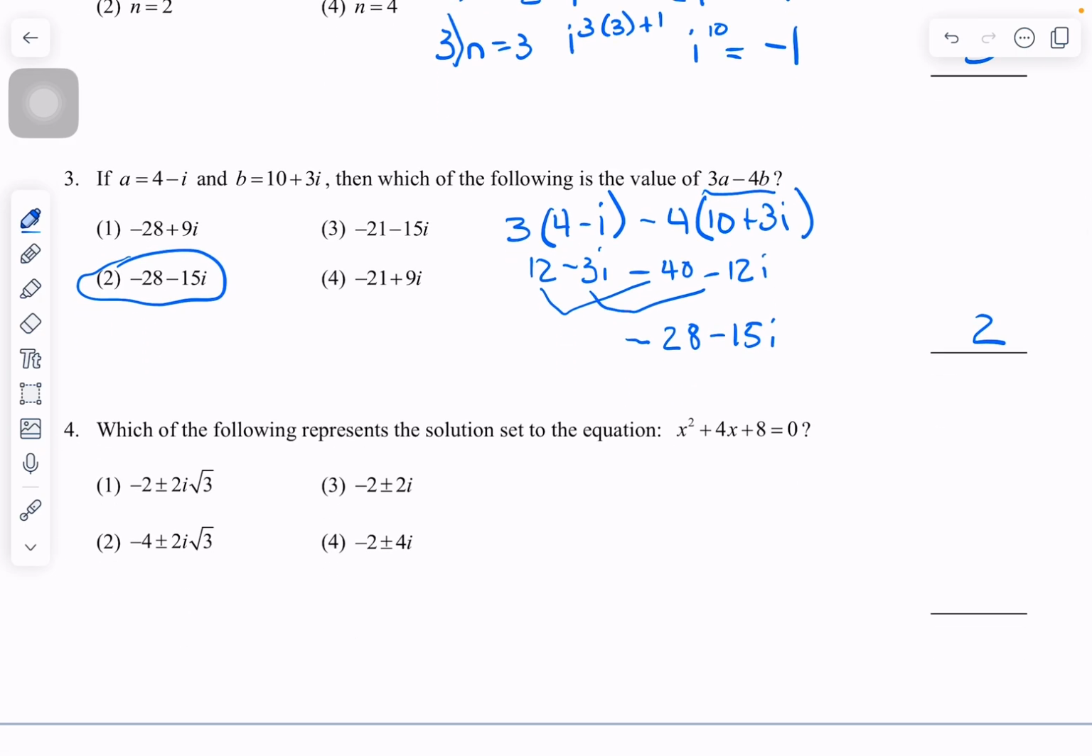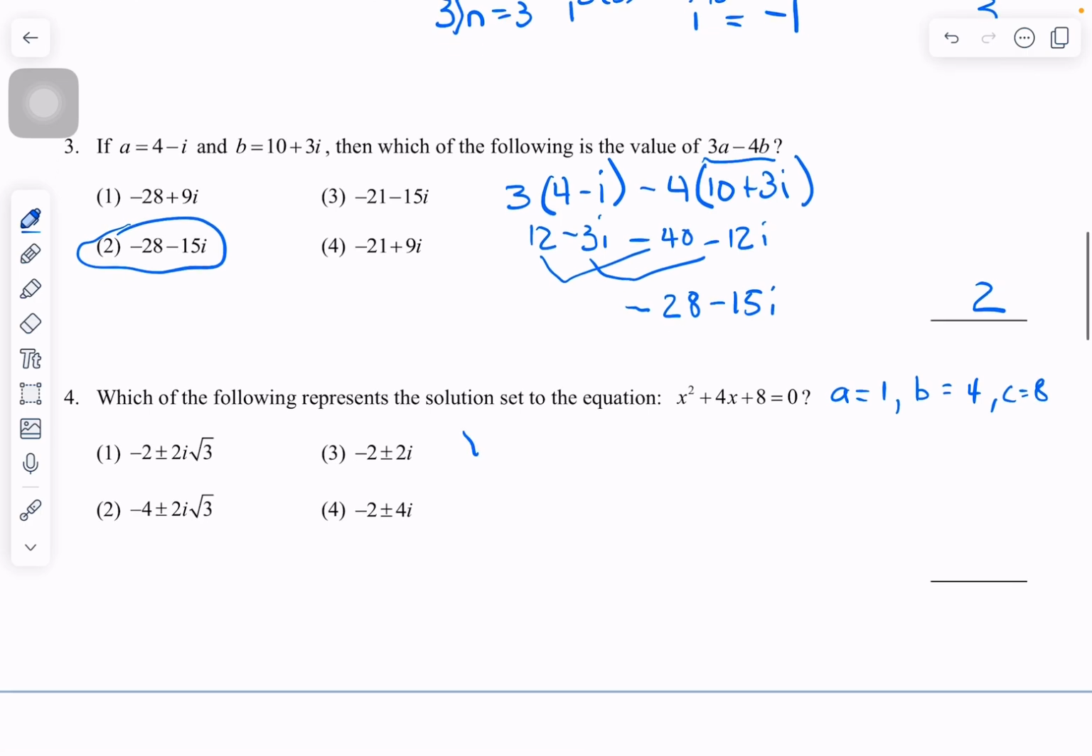What is the solution set of this one? This is a is equal to 1, b is equal to 4, and c is equal to 8. So if we plug it into the quadratic formula, we get x is equal to negative 4 plus or minus the square root of 4 squared minus 4 times 1 times 8, all over 2 times 1. All right, so this becomes 16 minus 32.